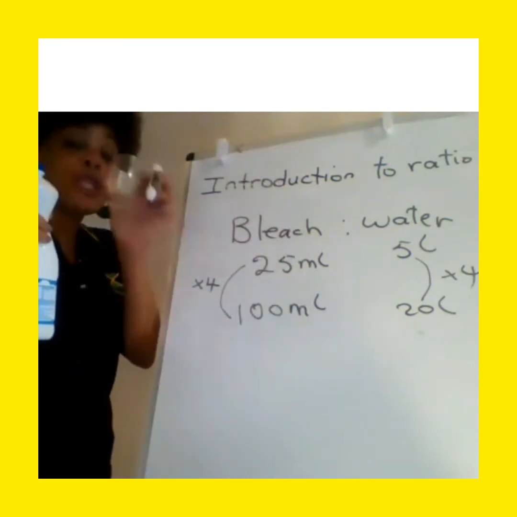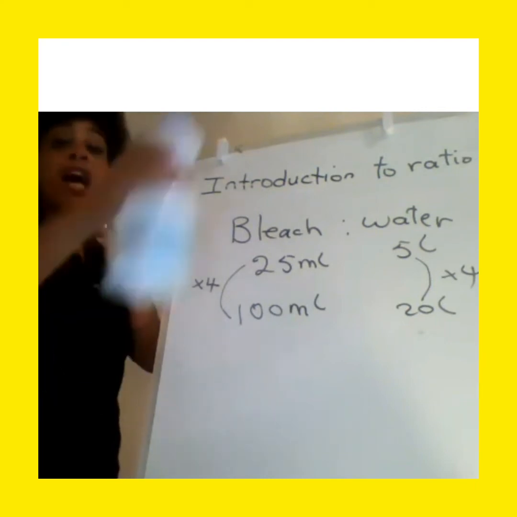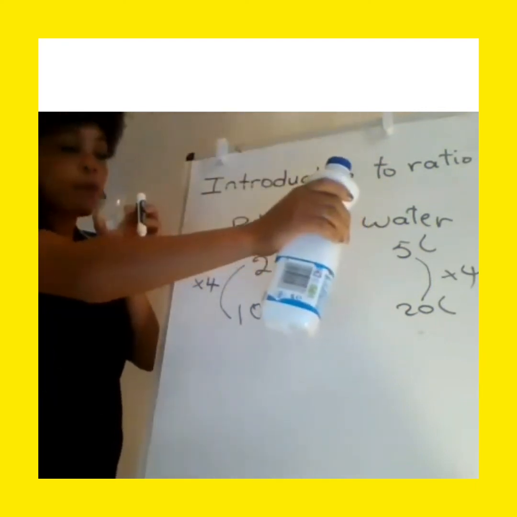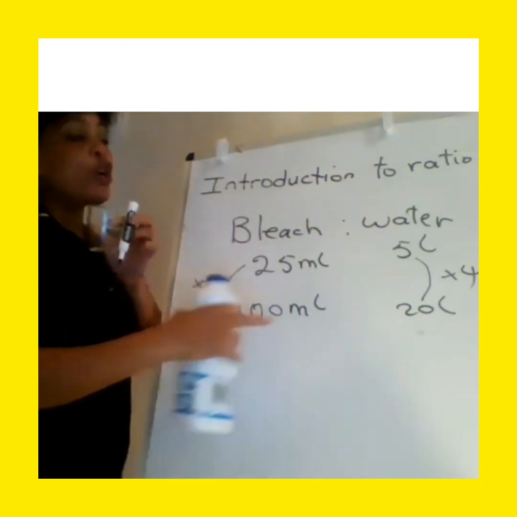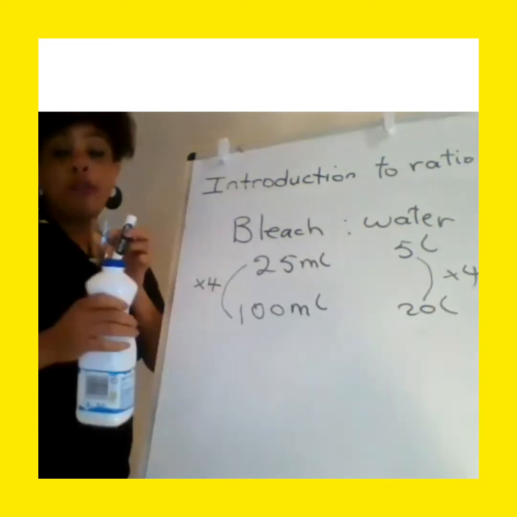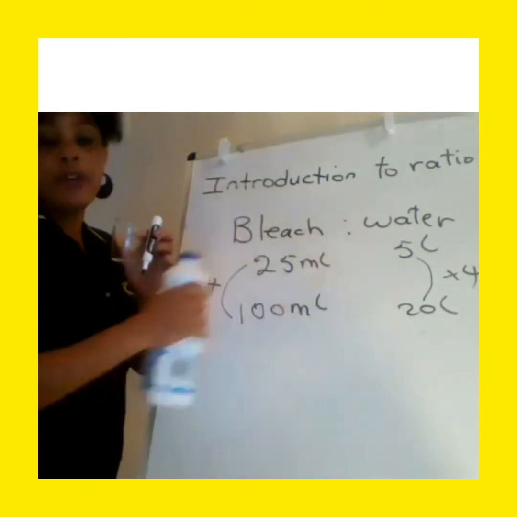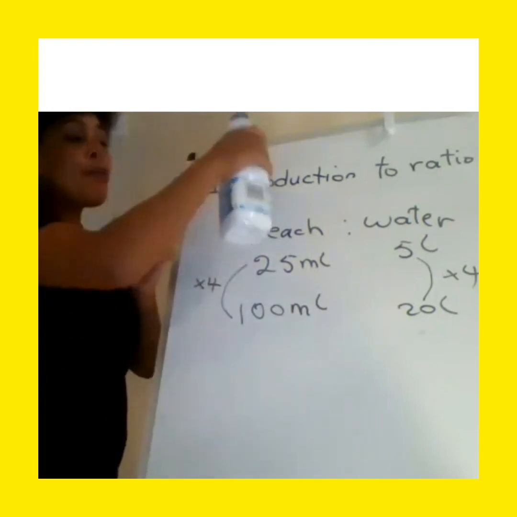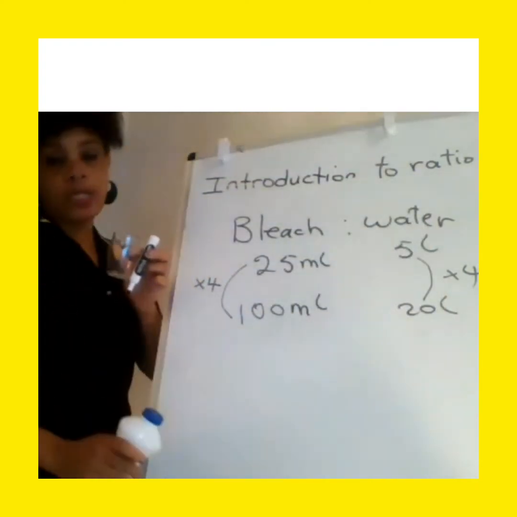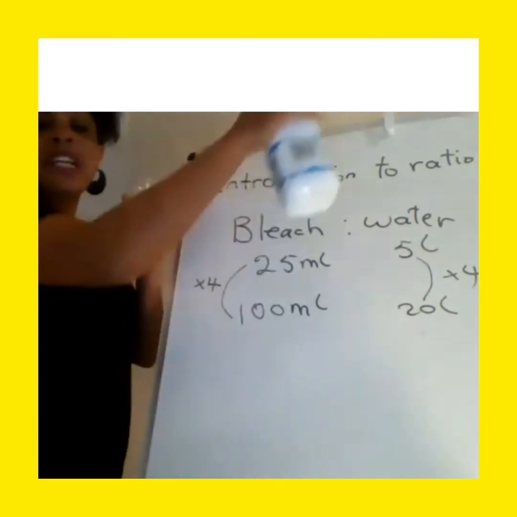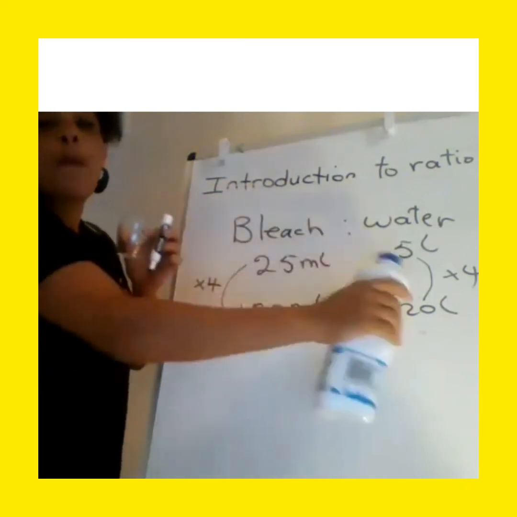And because I'm using this 4 times the amount that I'm supposed to be using, I've got to do this 4 times the amount. So here we have 100 milliliters of bleach compared to 20 liters of water if I was going to remove stain. So here I'm comparing amounts. I'm comparing the amount of bleach that I'm going to be using to the amount of water that I'm going to be using. So here is another example of what ratio is. Ratio is a comparison.